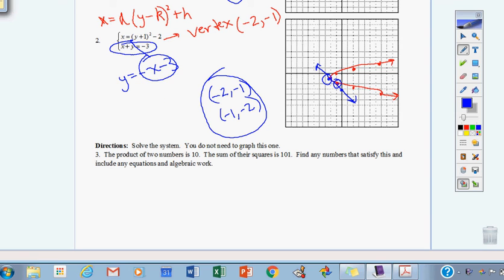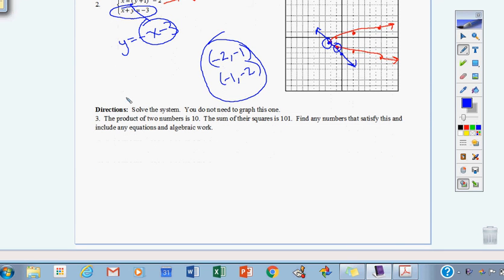Okay, now we're going to cruise on down to this one. We have to set up 2 equations for this problem. The product of 2 numbers is 10. So that would be x times y equals 10. Product means multiplication. Don't mess that up with addition. You'll be way down the wrong path on this problem. Sum is addition. They're squares. So if you square each of those numbers, and you get the sum of them coming out to 101.